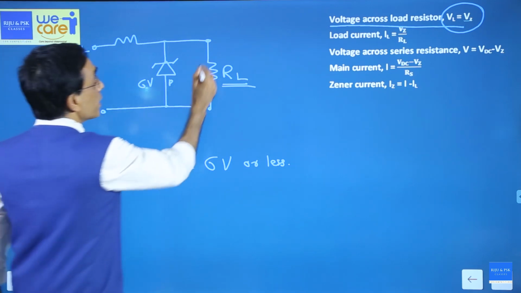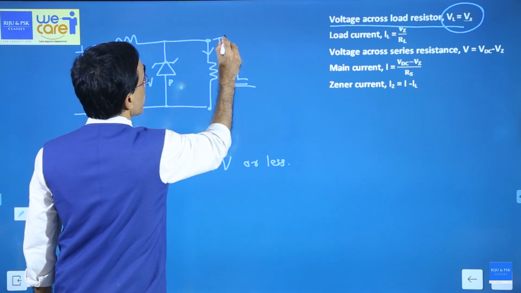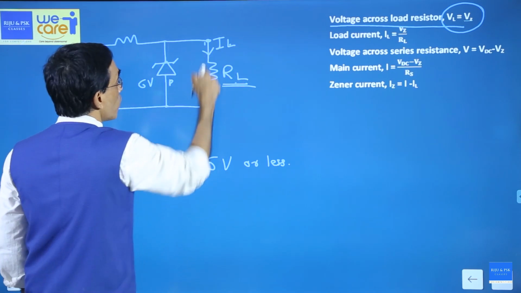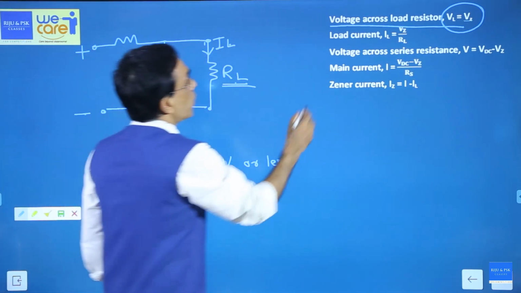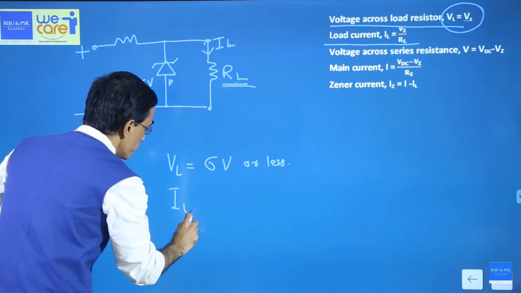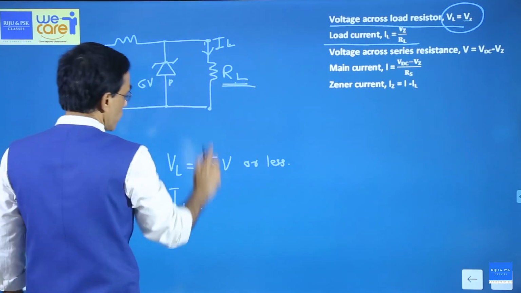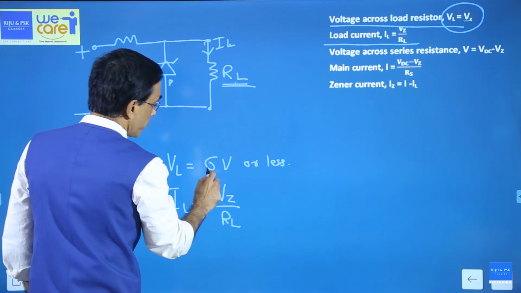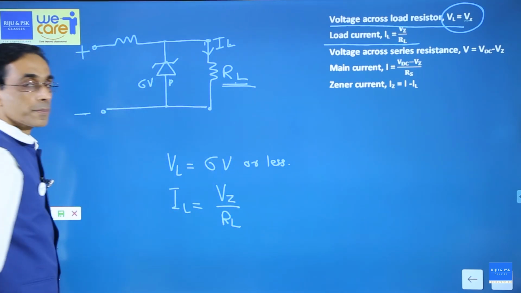What is the current here? The current through this one, I can call it IL. You know the resistance and you know the voltage, so the load current is calculated. Load current IL is equal to the maximum voltage, Vz, divided by RL. In my case, 6 by RL.